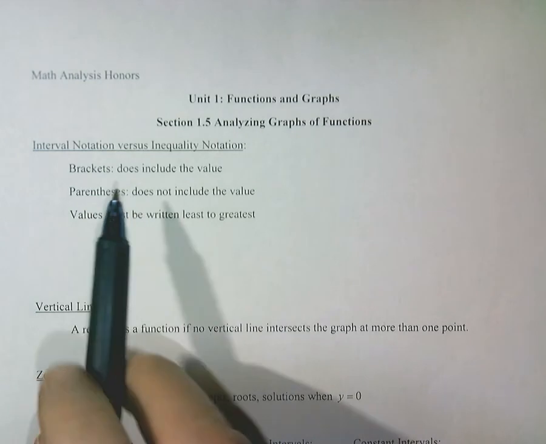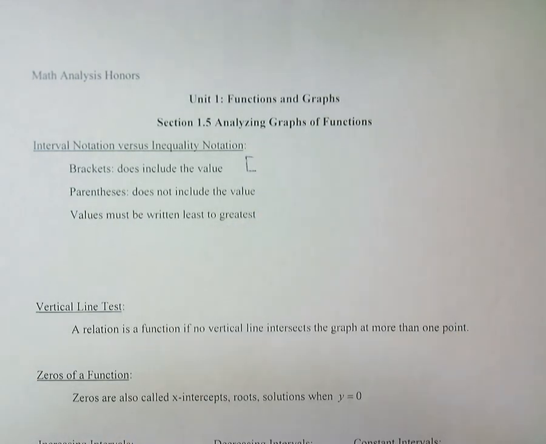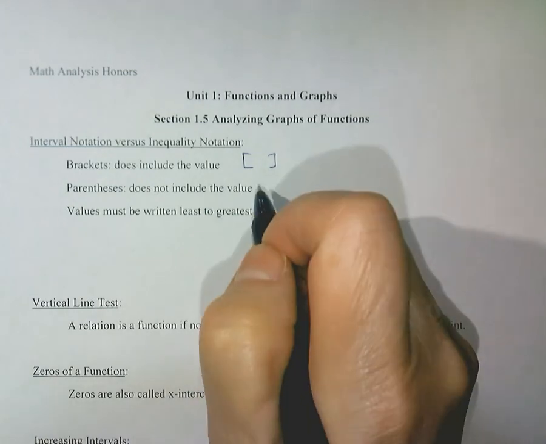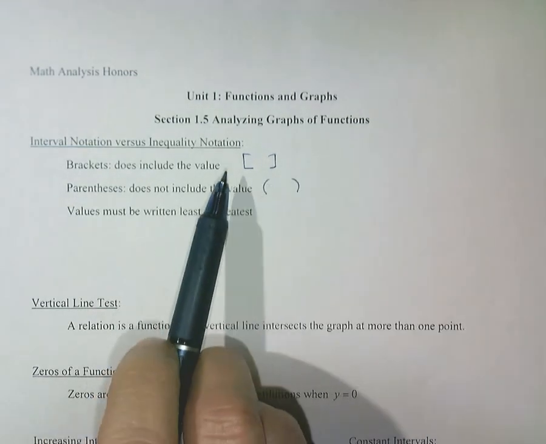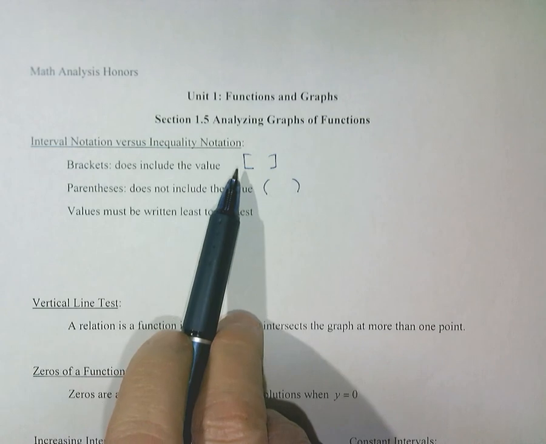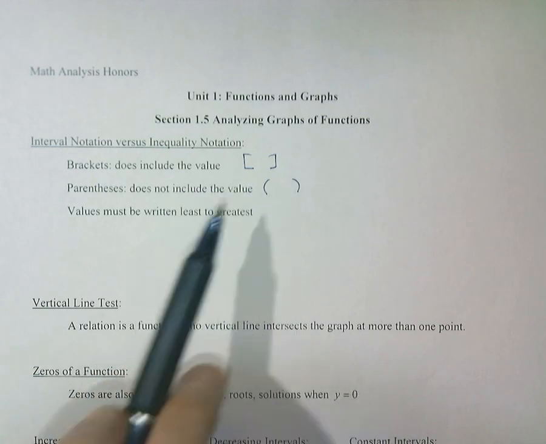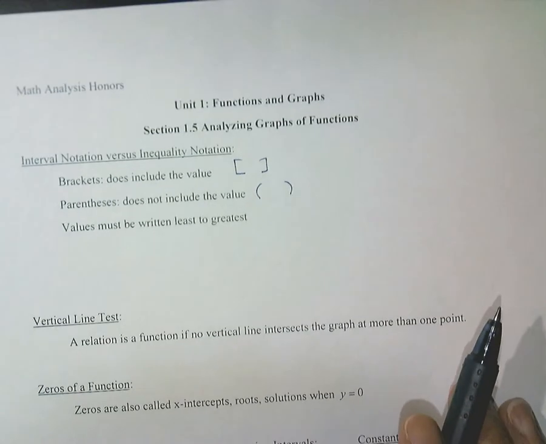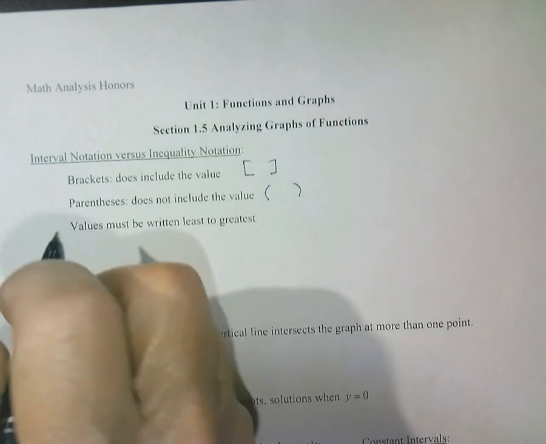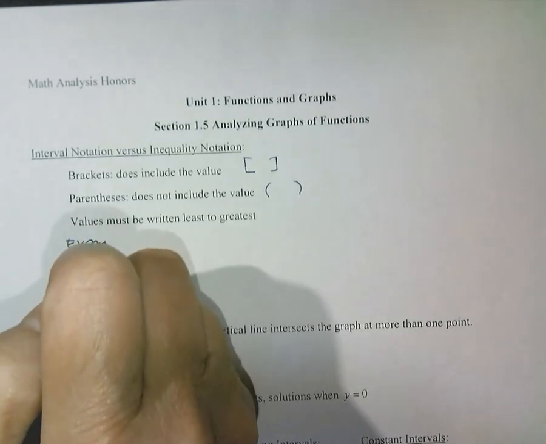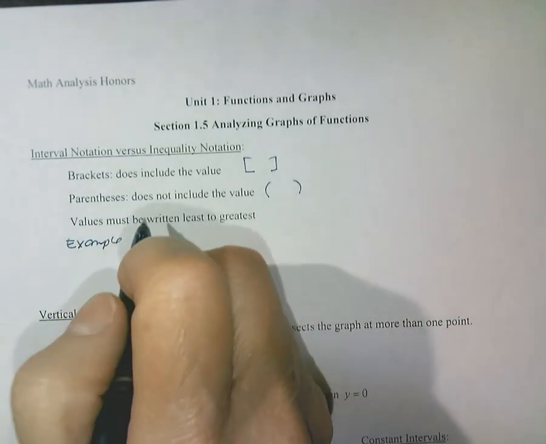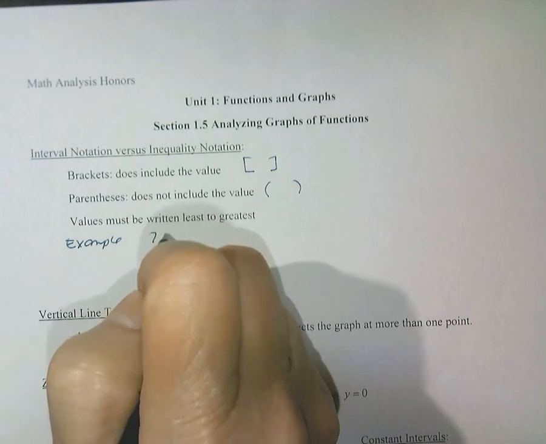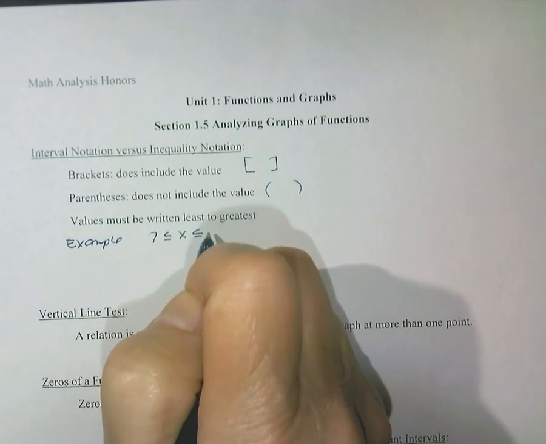The bracket looks something like this, like that, and parentheses like this. A bracket means the value at the end where the bracket is is included, and a parenthesis means the value at the end is not included. And then values must be written least to greatest. So for example, if I had, say, 7 is less than or equal to x is less than or equal to 11.